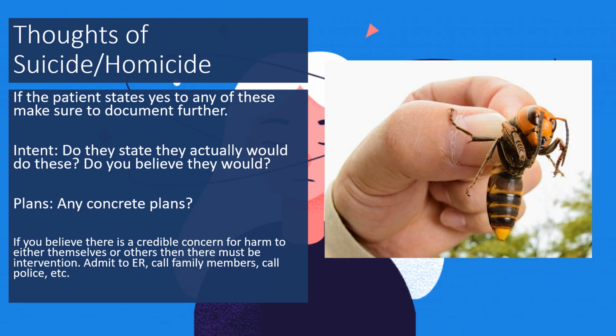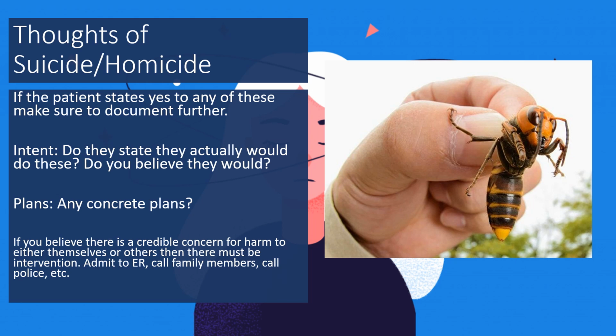If the patient states yes to any of these, make sure to document further. Even if someone says they would want to kill or harm themselves or someone else, would they actually do it? This is the intent. Do you believe that they would? Even if they say no, they wouldn't, but you think that they would, that's something to take into account. And then ask if there are any plans. Do they have any plans to do this?